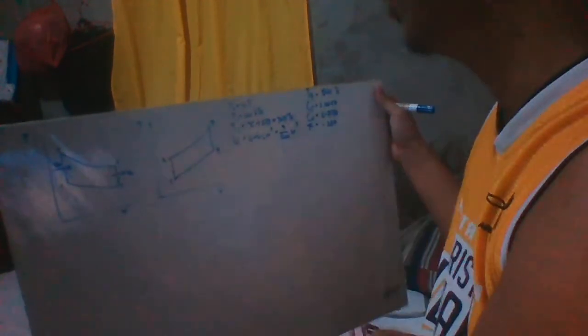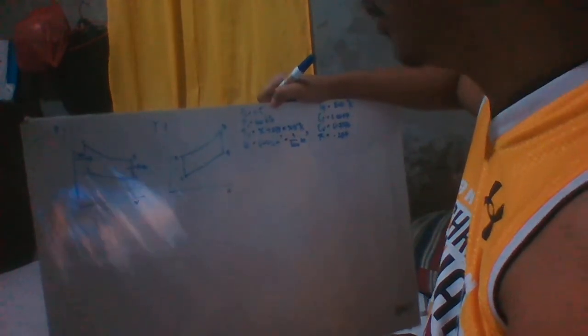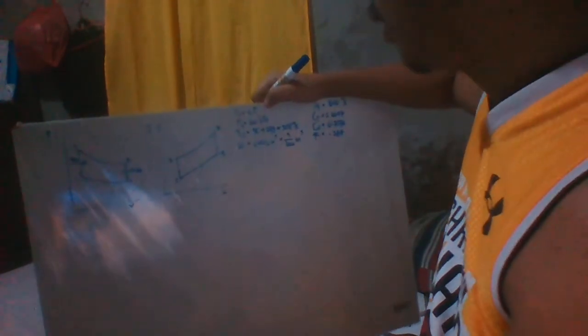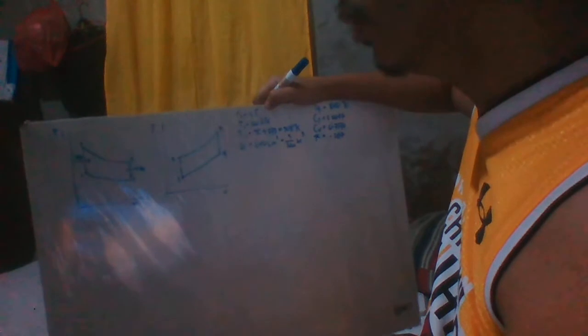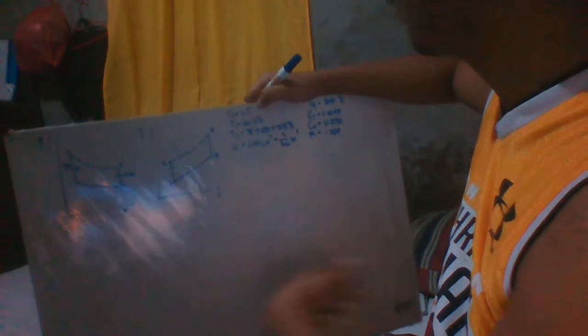So as stated in the problem, our compression ratio is equal to 9.5. Our pressure 1 is 100 kilopascal. Temperature is 35 Celsius, to make it absolute, we will add 273 to make 308 Kelvin. And our volume 1 is stated in the problem as 600 cubic centimeter. So we will make it cubic meter. The new equivalent of our volume 1 is equal to 3 over 5,000 cubic meter.